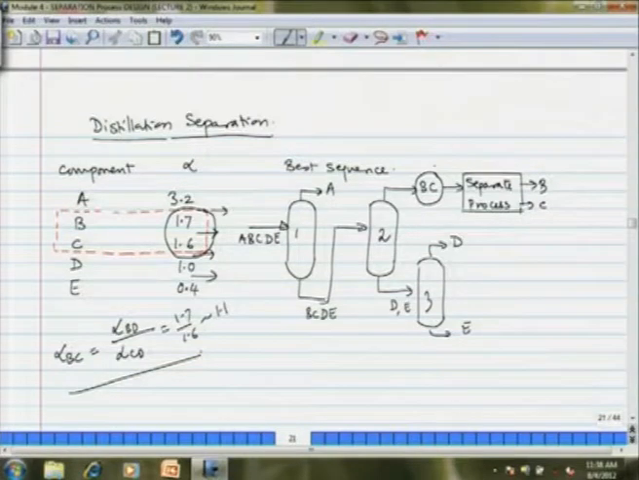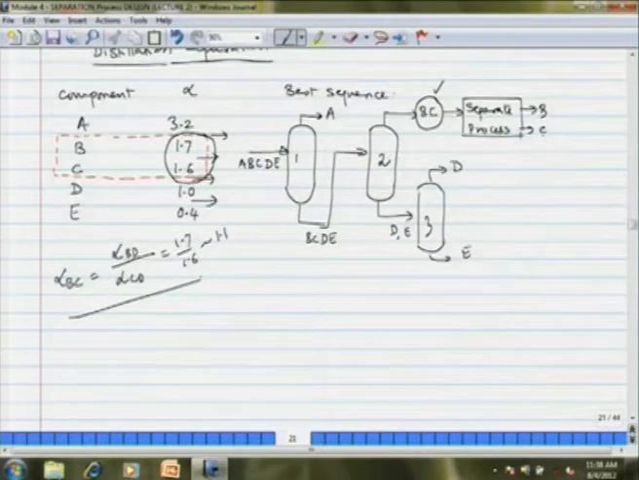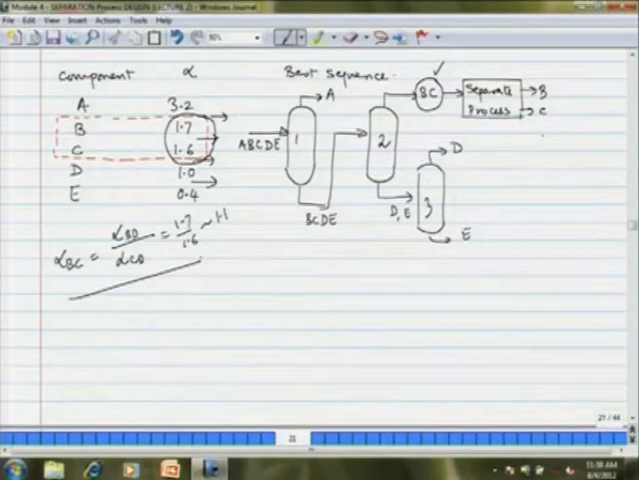Now, as far as this B C mixture is concerned, it is taken off as the top product of the second column, and then it is sent to a separate process, which could be liquid extraction, or let us say membrane separation, etc., and then the 2 components B and C are separated. Or there could be another azeotropic distillation using an entrainer.